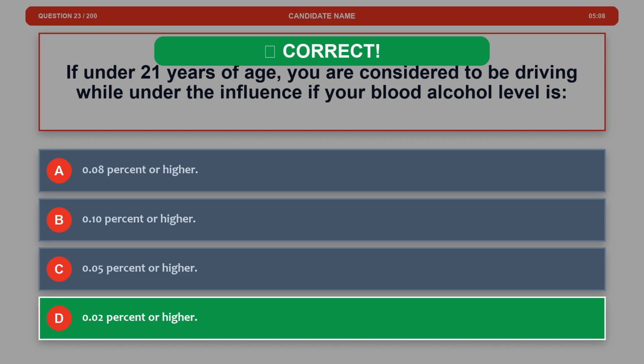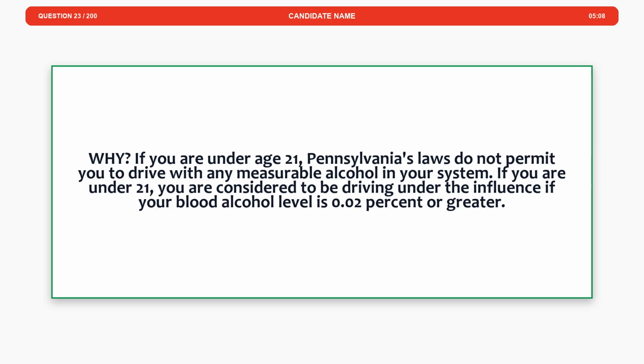The correct answer is option D. 0.02% or higher. Explanation. If you are under age 21, Pennsylvania's laws do not permit you to drive with any measurable alcohol in your system. If you are under 21, you are considered to be driving under the influence if your blood alcohol level is 0.02% or greater.